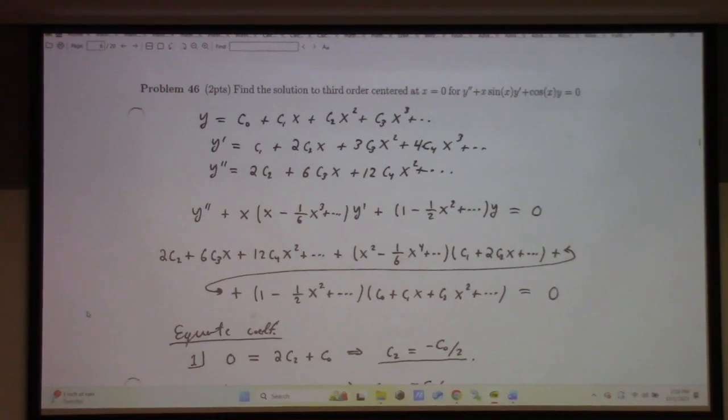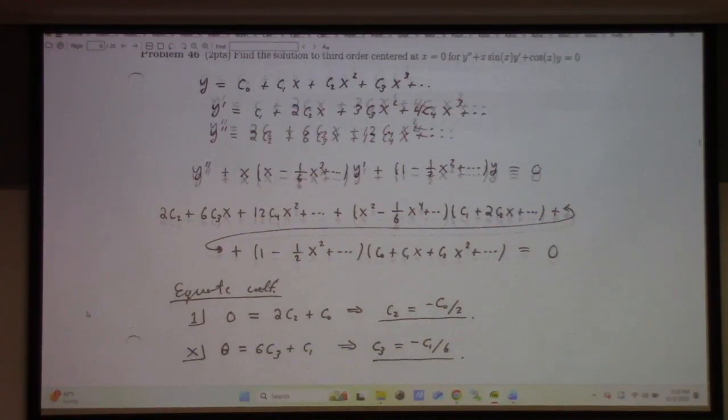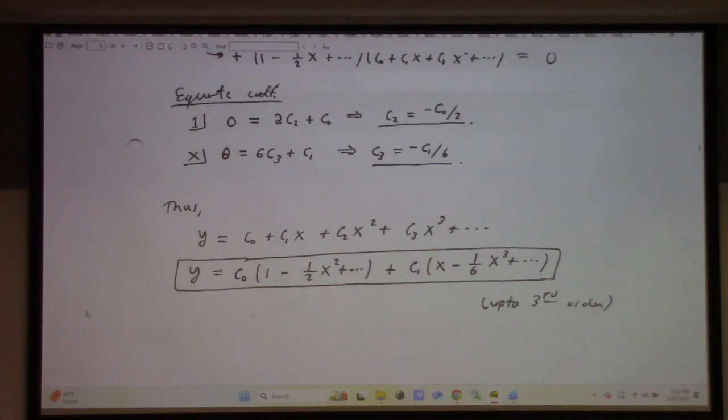Yeah, this is the problem: find the solution. Oh, it's a third order. And this is almost the same problem. The difference being, of course, we've got cosine x instead of x minus 1, right? But the process is the same. So let me just get to the answer here. We do have other things to do today.